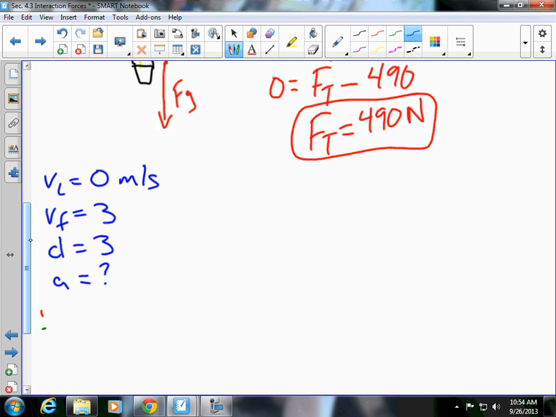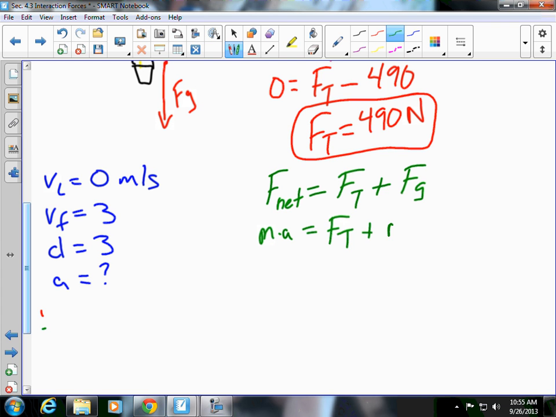Now, why are we trying to solve for acceleration? Well, we're going to use the same exact equation again. F net is equal to the force of tension plus the force of gravity. Well, we go ahead and we plug things in. F net is mass times acceleration. That's equal to force of tension plus force of gravity, which is equal to m times g. We know, though, that now we have acceleration, because it says the bucket is moving. When it moves from rest to any velocity, it's going to have acceleration. So we need to go ahead and solve for that acceleration.